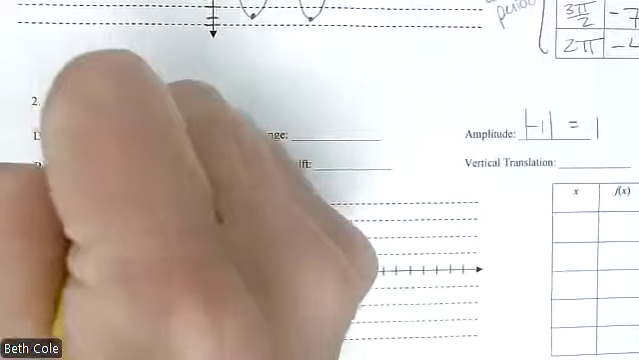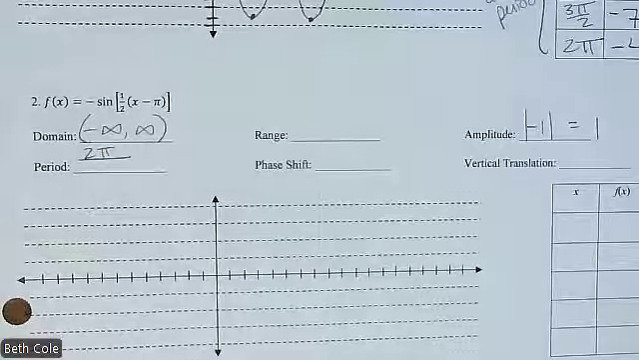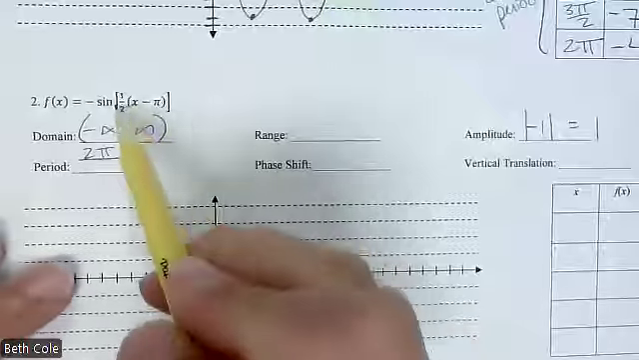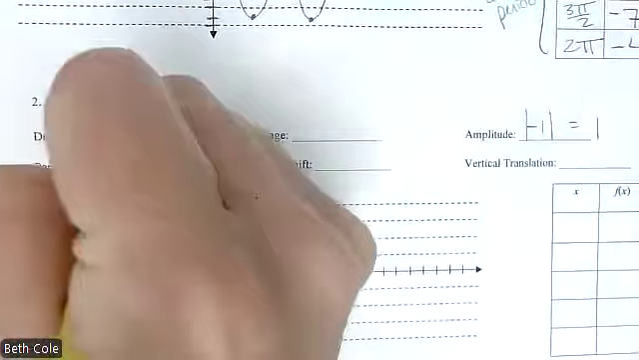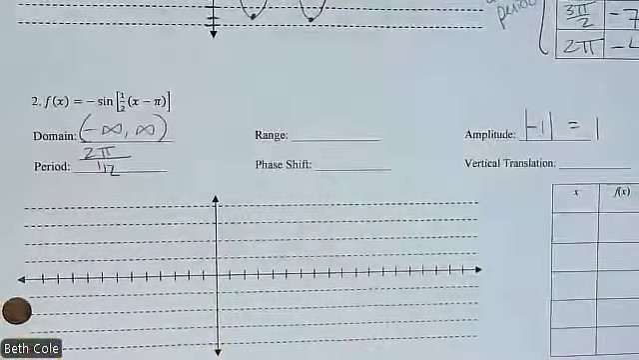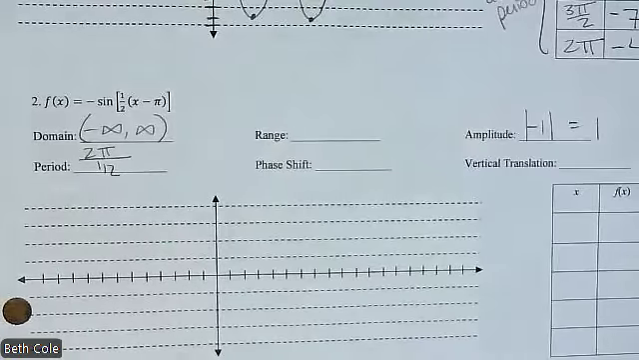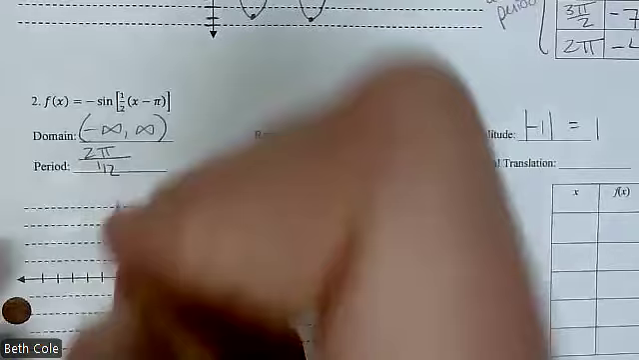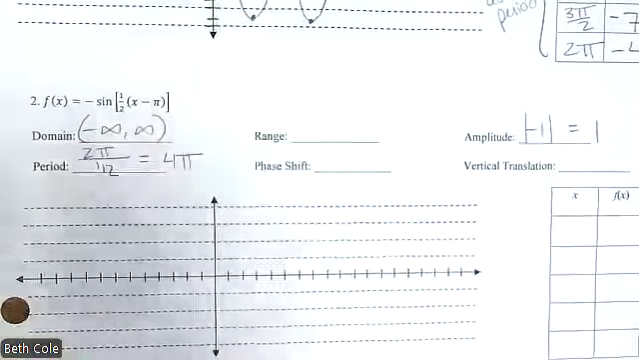Your period is 2 pi over b, which is whatever's in front of the x. So look at your equation. What's in front of the x? That's 1/2. Now, if you divide by a fraction, you multiply by the reciprocal. So if you divide by 1/2, you multiply by 2. So this would actually be 4 pi.